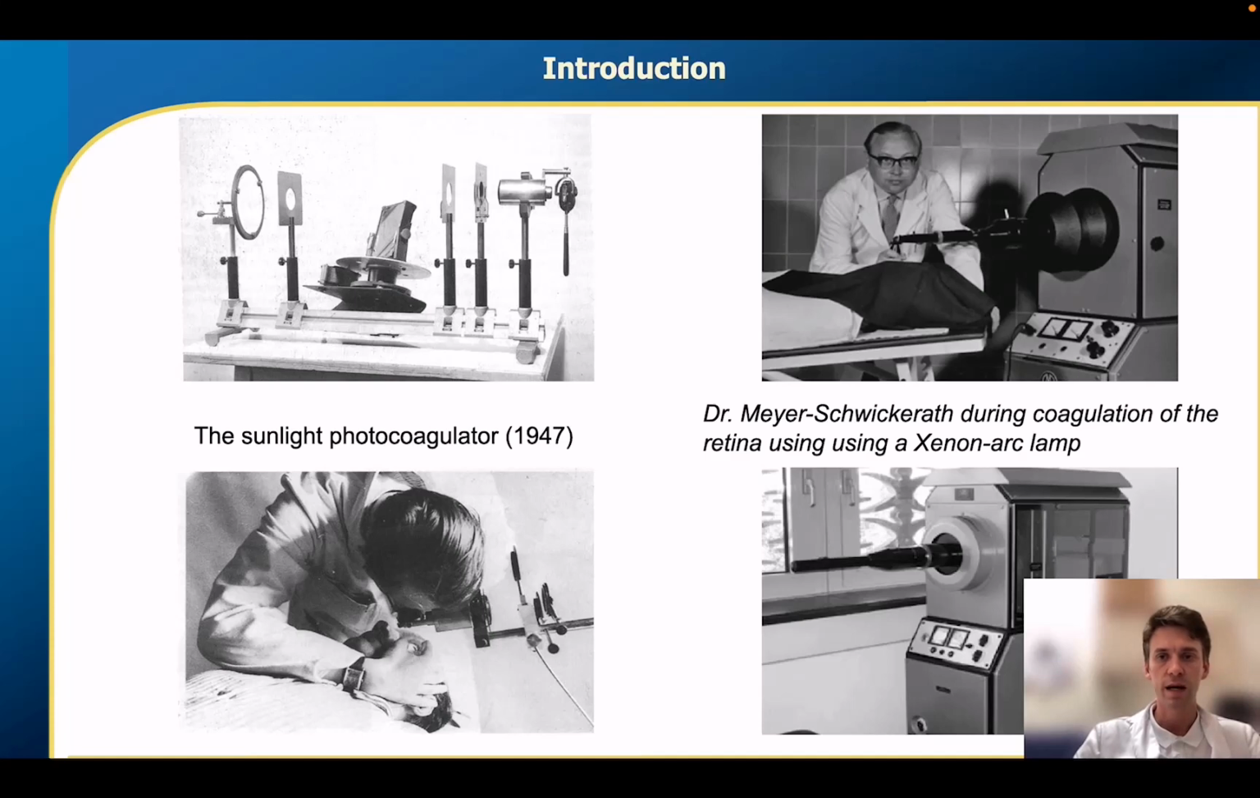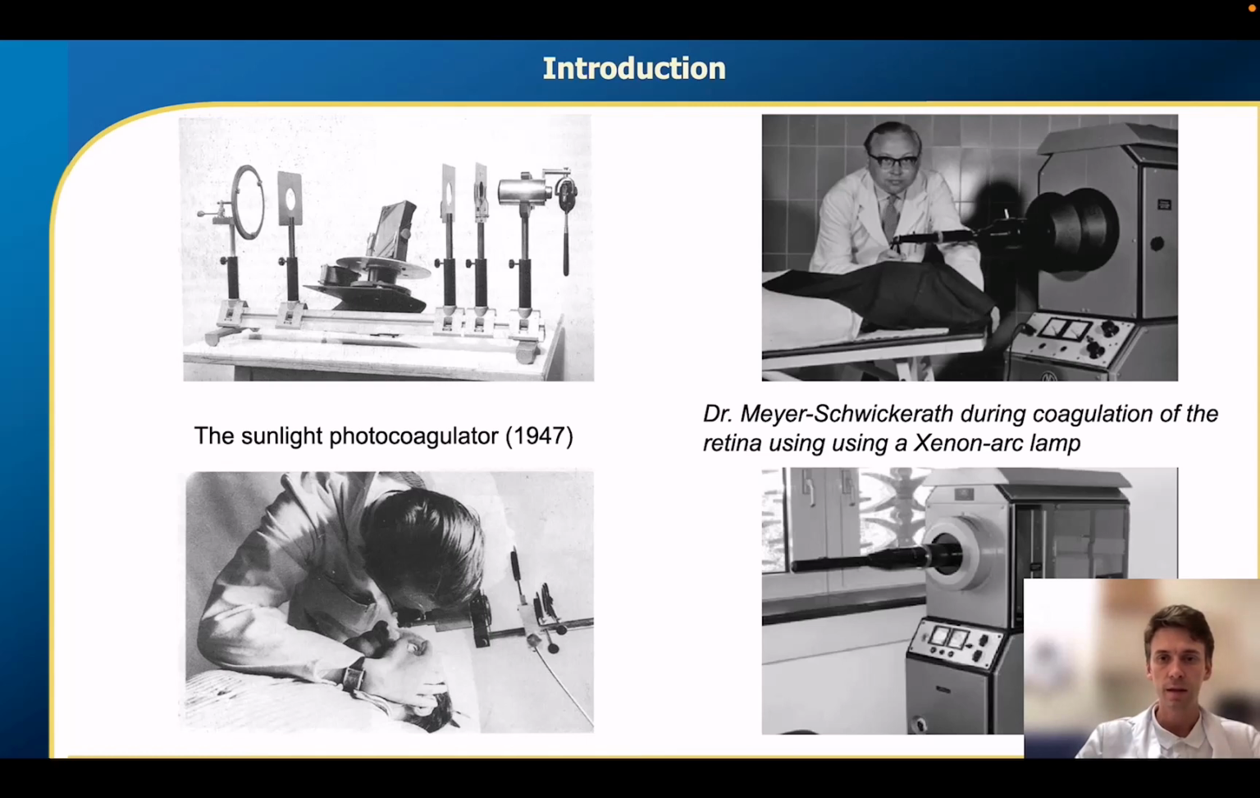For more than half a century, ophthalmologists have relied on light to treat retinal disease. After observing the effects of a solar eclipse on patients' retinas, Gerhard Meyer-Schwickerath investigated using natural sunlight to treat retinal disease, first successfully using the technique in 1949 to perform a retinal coagulation.